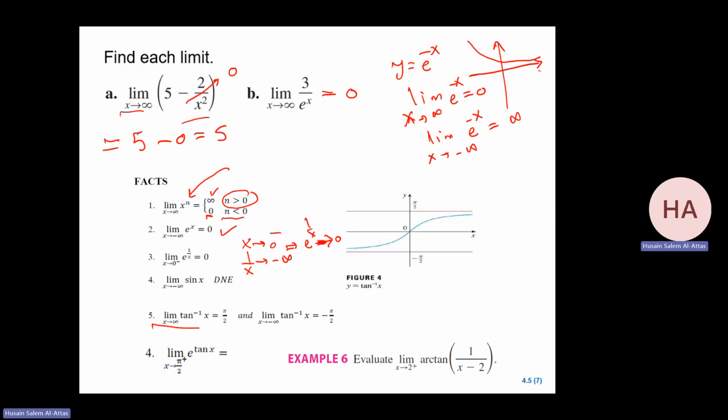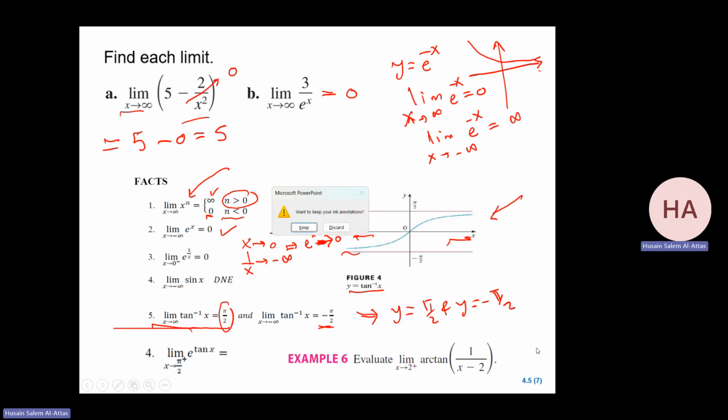Tan inverse, this is the graph for tan inverse. So very clear, as x goes to infinity, the function is going to where? Around pi over 2. So for x equals infinity, tan inverse goes to pi over 2. Minus infinity, I'm going to where? Around minus pi over 2. So tan inverse has how many horizontal asymptotes? 2. Y equals pi over 2 and y equals minus pi over 2.